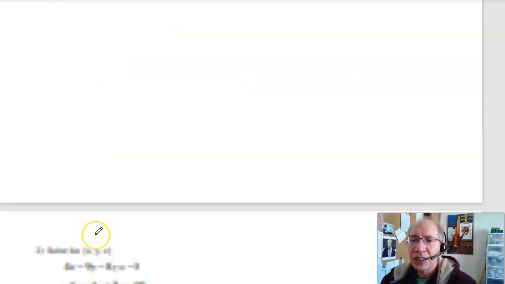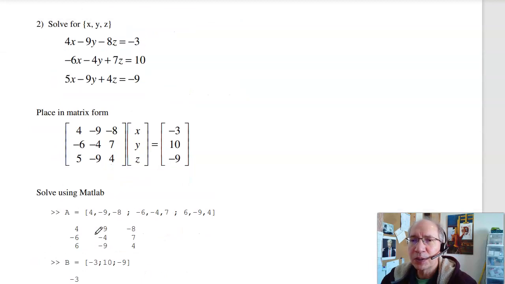So that's not too impressive. You can solve two equations and two unknowns by hand. Let's try three equations, three unknowns. Again, the same procedure. I'm going to create this guy, call it x, y, and z, and it gives a reminder. First column is times x, second column times y, third column times z. The first equation is 4 times x minus 9 times y minus 8 times z is minus 3. That's my first equation. The second equation, minus 6 times x minus 4 times y plus 7 times z is 10, and so on. So again, calling this A and B.